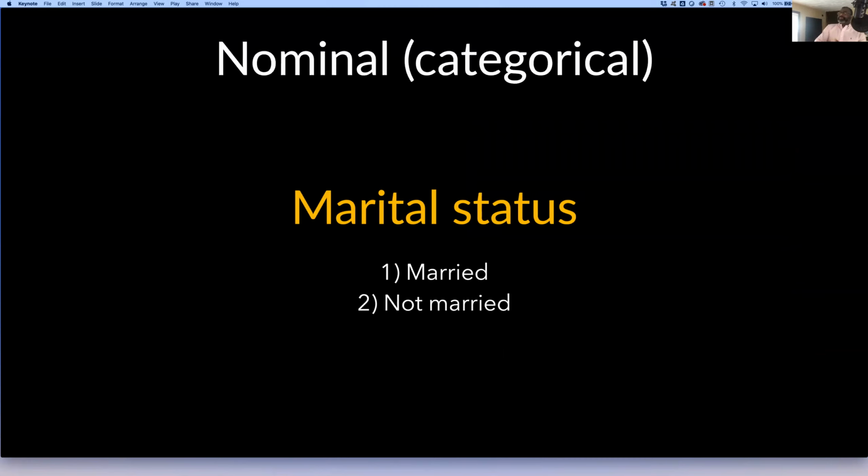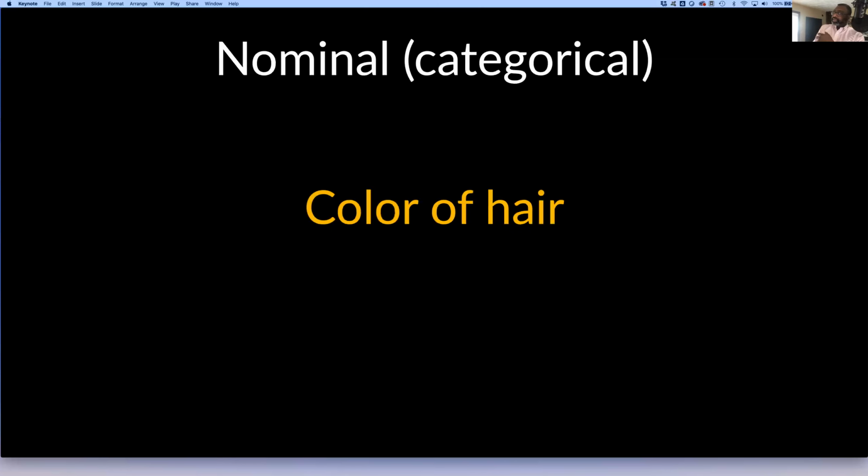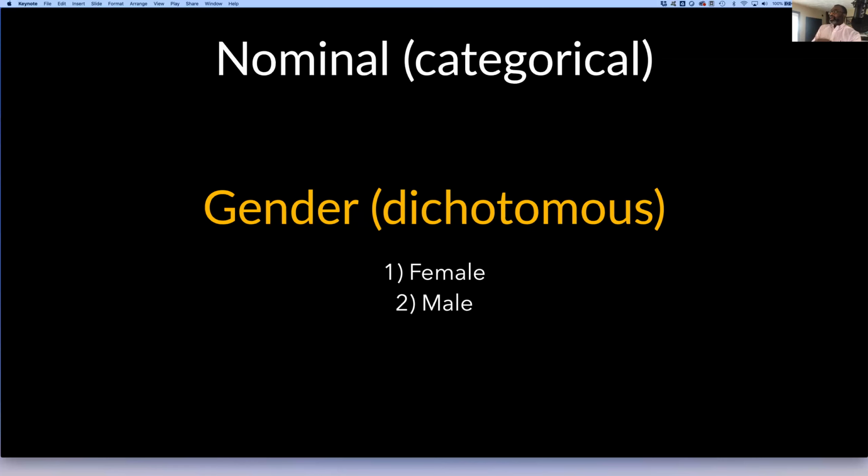So a lot of times we'll see nominal data in terms of marital status, married and not married, birthplace, color of hair, position on a football team, gender, which is a dichotomous variable. Can anyone tell me what a dichotomous variable is?